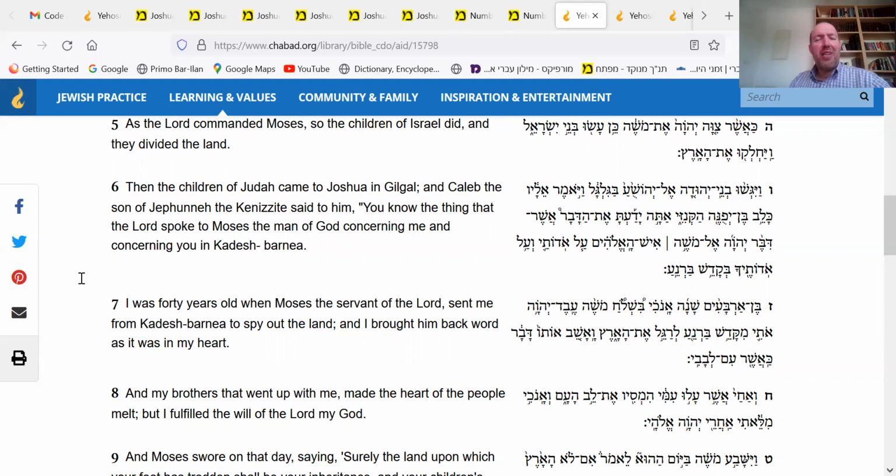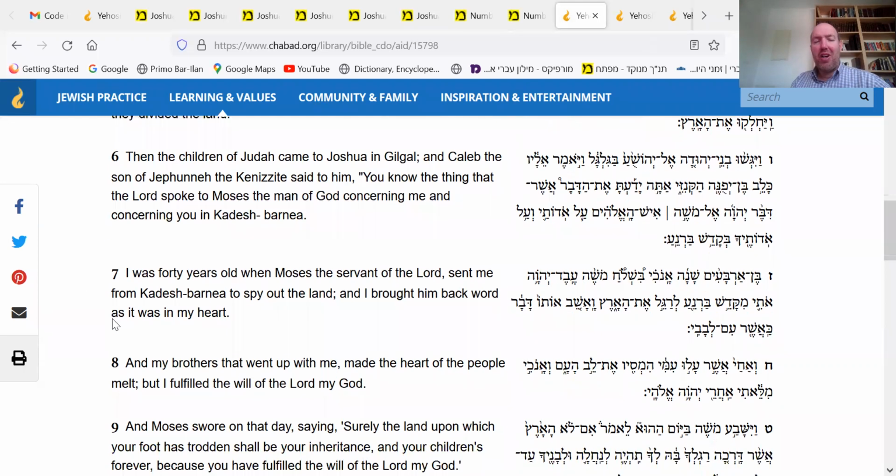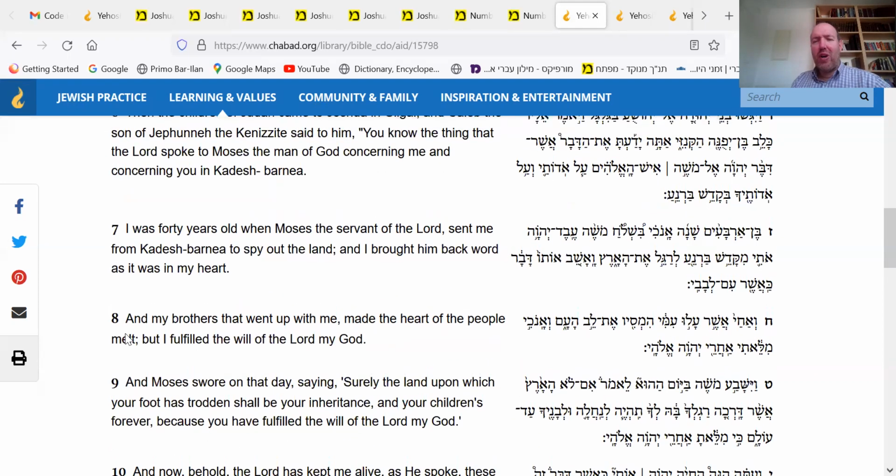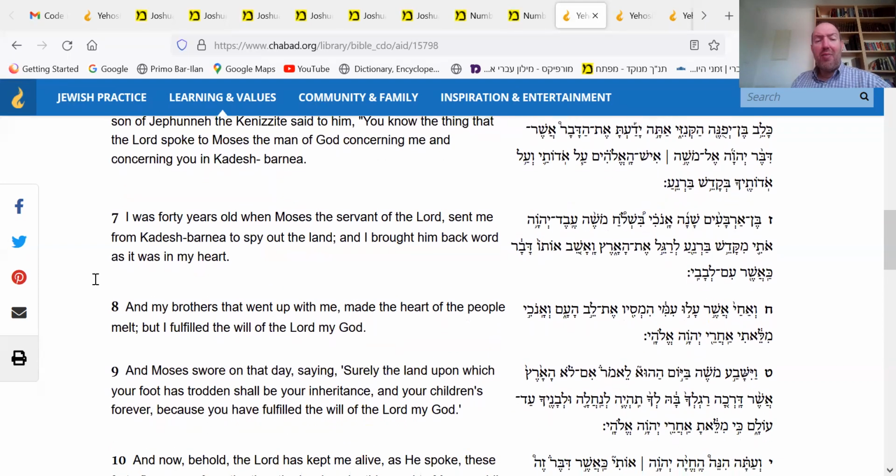And now Caleb says, "You remember what Moses said concerning me and concerning you in Kadesh Barnea." Moses, right, the man of God. "I was 40 years old when Moses, the servant of the Lord," notice the emphasis on everything related to the Lord, man of God, servant of the Lord, twice in different terms, "sent me from Kadesh Barnea to spy out the land. And I brought him back word as it was in my heart." So I delivered the information as I believed, right?